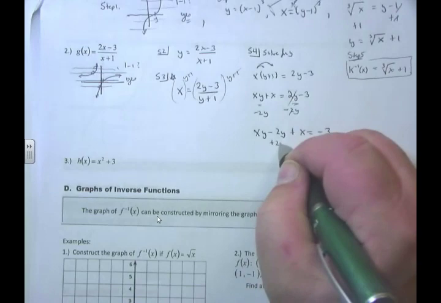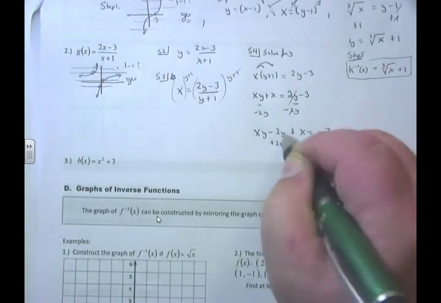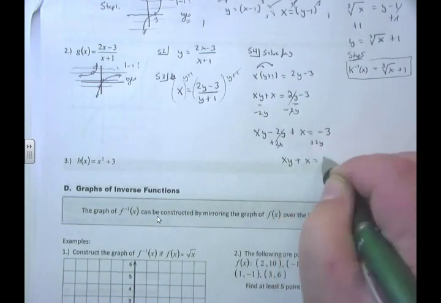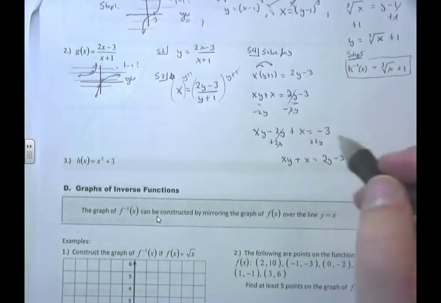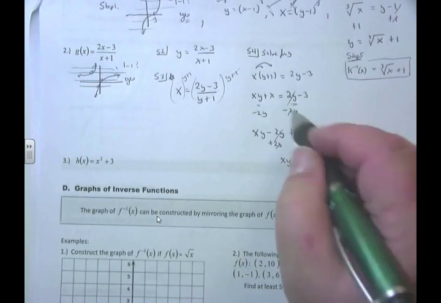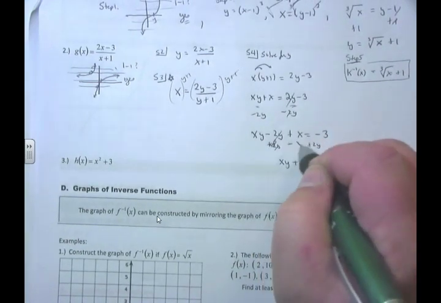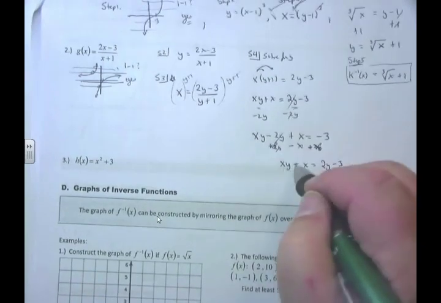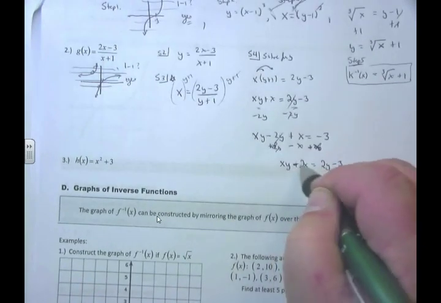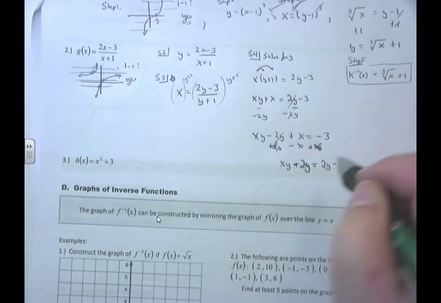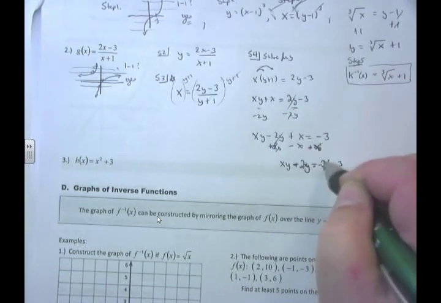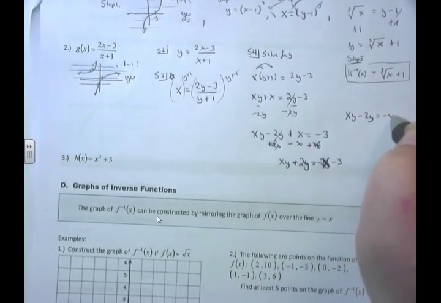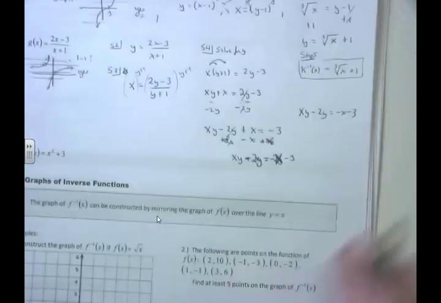I'm going to add 2y to both sides. This cancels. It gives me xy plus x equals 2y. I'm sorry, I went wrong. Subtract x. Thank you. Minus x on both sides. There we go. So if I subtract x, that gives me xy minus 2y equals negative x minus 3. Let me rewrite that again. xy minus 2y equals negative x minus 3.